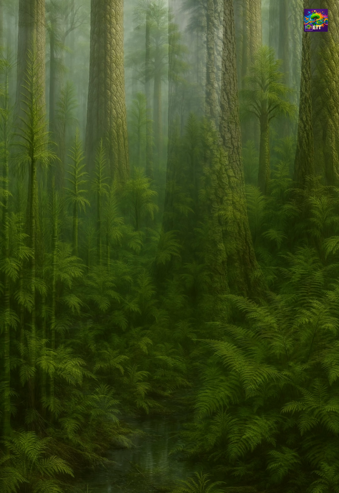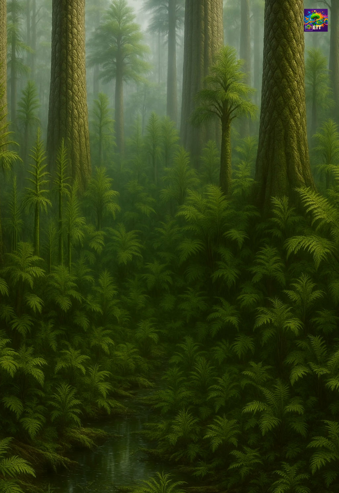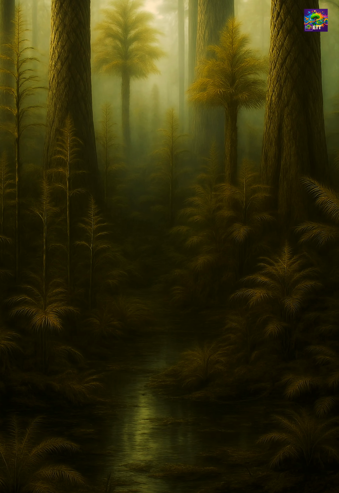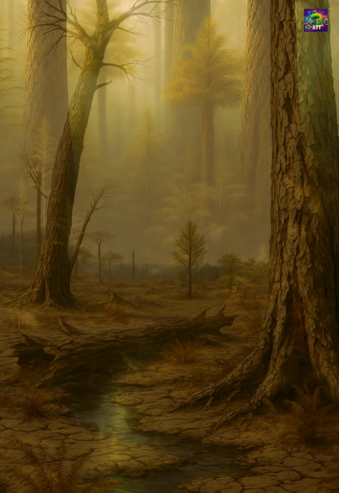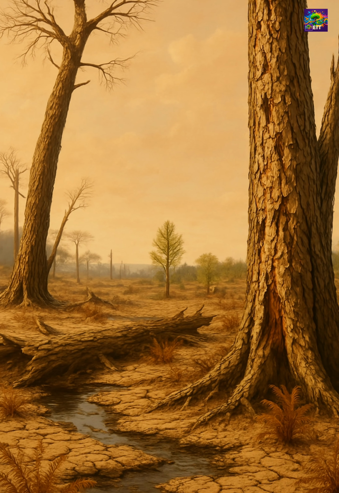About 300 million years ago, Earth was blanketed in swampy forests filled with giant lycopsids, horsetails, and seedless vascular plants. These coal-forming wetlands dominated the Carboniferous landscape for millions of years. But as the Permian period began, those lush forests rapidly declined and eventually vanished.